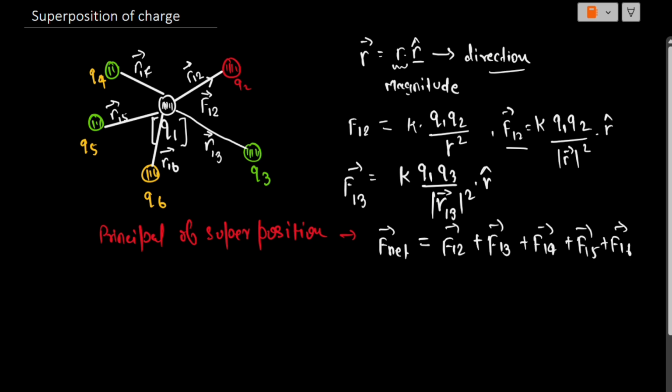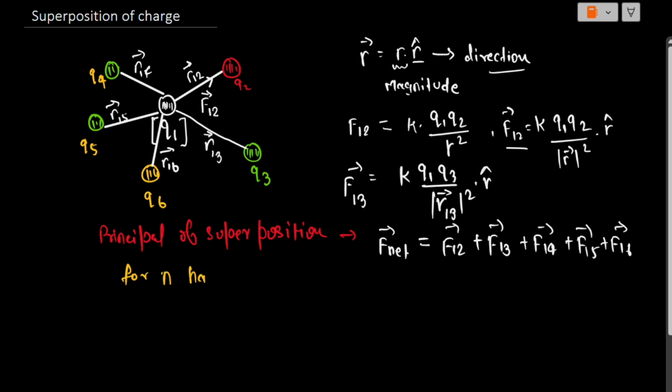So since we have 5 charges surrounding the Q1 charge, we added all the forces in vector form to get the net force on the Q1 charge, right? But let's say we consider n charges surrounding this Q1 charge, so for n charges we can write it.